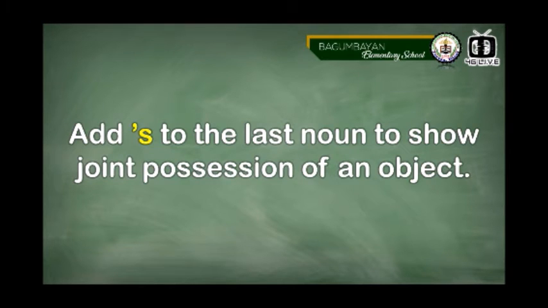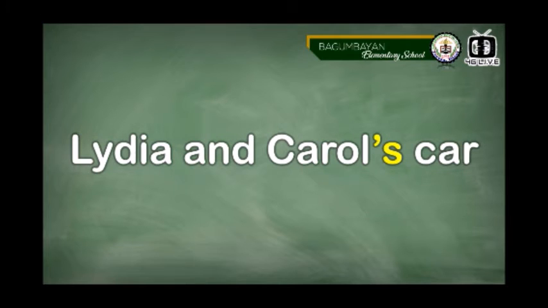Fifth rule, add apostrophe s to the last noun to show joint possession of an object. For example, Remy and Ray's farm. Lydia and Carol's car. Employing the different rules, can you think of an example of a possessive noun? In 5 seconds, list down at least 2 examples in your notebook.